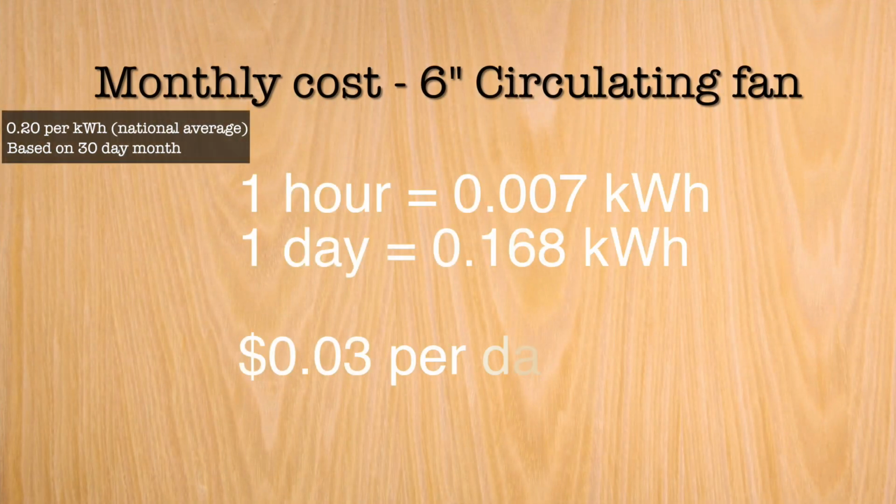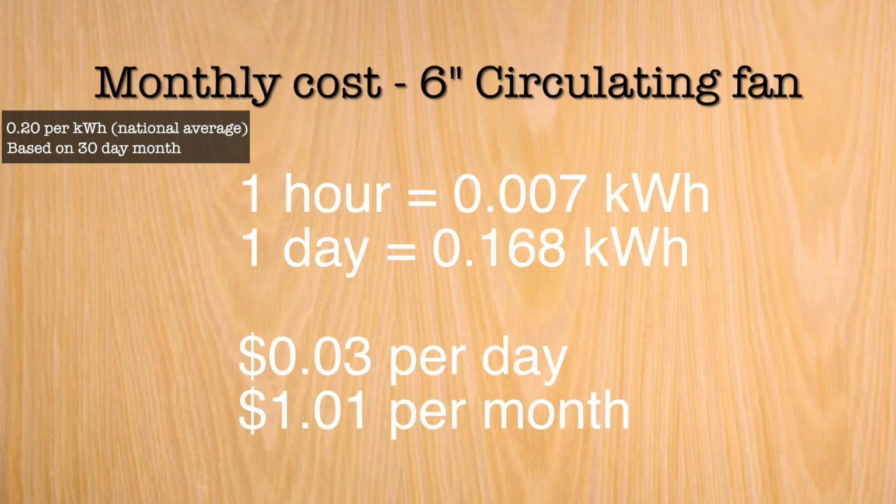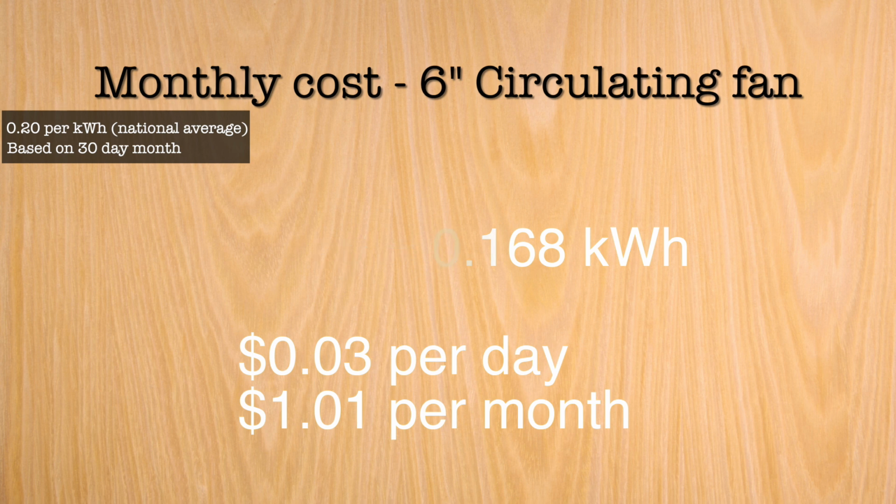Here's the monthly cost for running my 6-inch circulating fan 24 hours a day at the highest speed. In 1 hour, 0.007 kilowatt hours was used. In a day, that's 0.168 kilowatt hours. Times the national average of 20 cents per kilowatt hour comes to 3 cents per day, or a total of $1.01 per month.